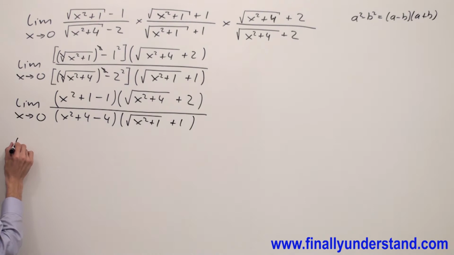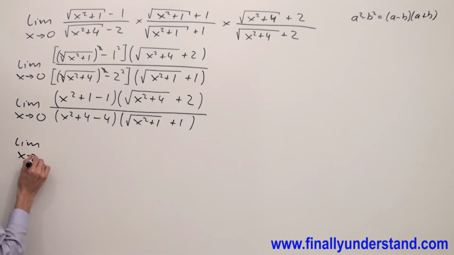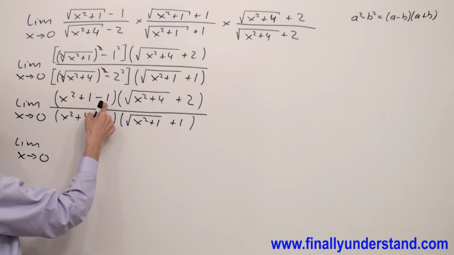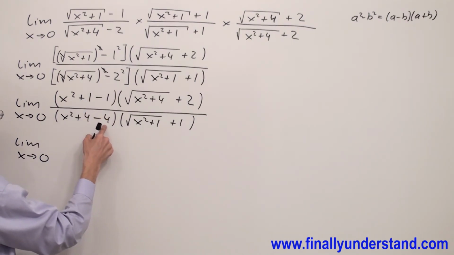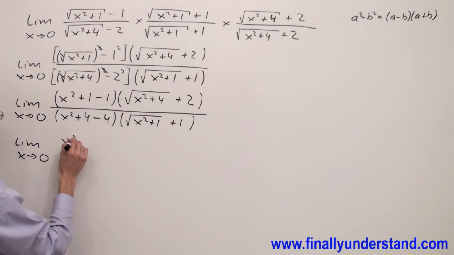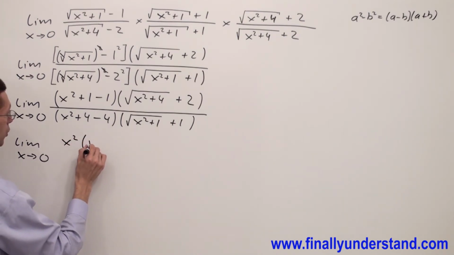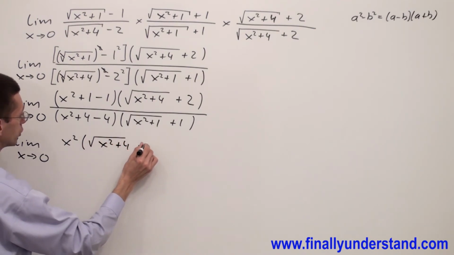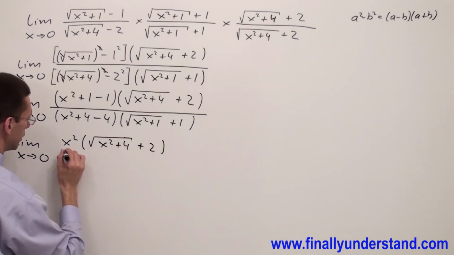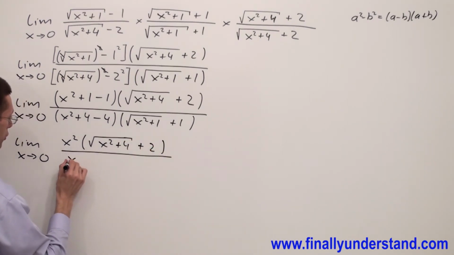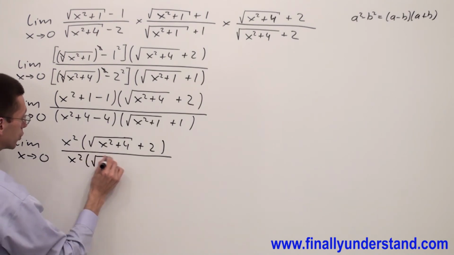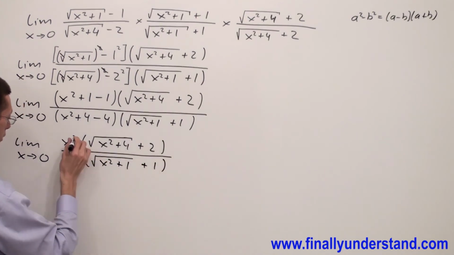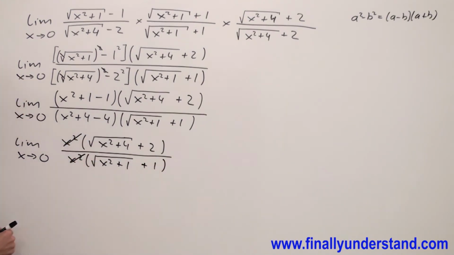I have limit x is approaching 0. 1 minus 1 gives me 0. 4 minus 4 gives me 0. I have x squared, open parenthesis, square root of x squared plus 4 plus 2, over x squared, square root of x squared plus 1 plus 1. x squared and x squared will cancel out.